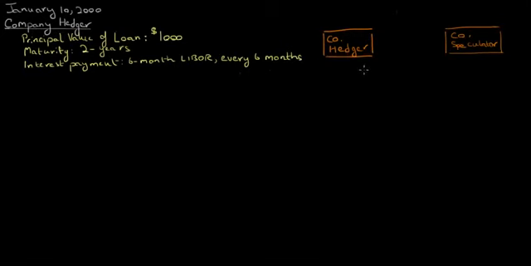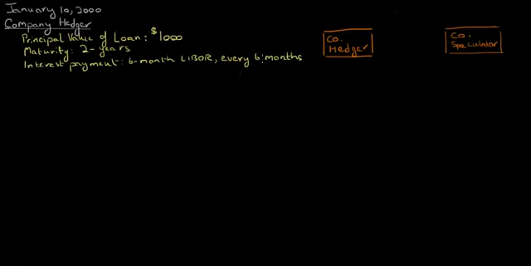Let's learn how an interest rate swap works and understand terms of a swap agreement. Suppose that on January 10th, 2000, company hedger has a loan outstanding with principal value of $1,000 and the maturity of the loan is in 2 years' time.